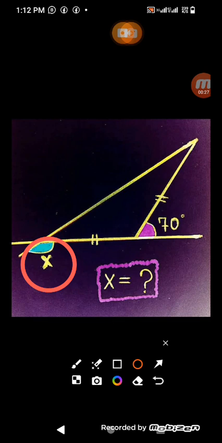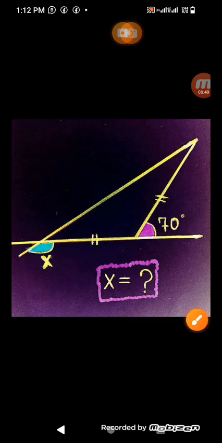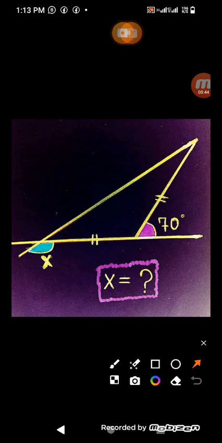You already have 70 in this place. You have 70 here. Then you have all of this. You're having this mark, you're having this mark. So what is the value of x? So what do we actually do? Let's go right now. Now, from what we have here, look at it.